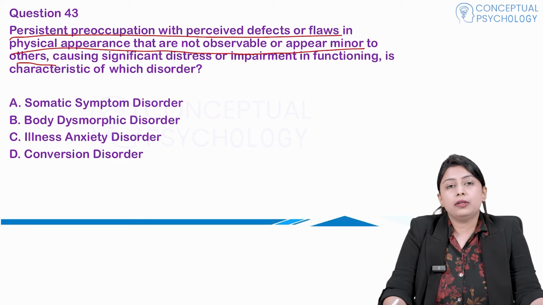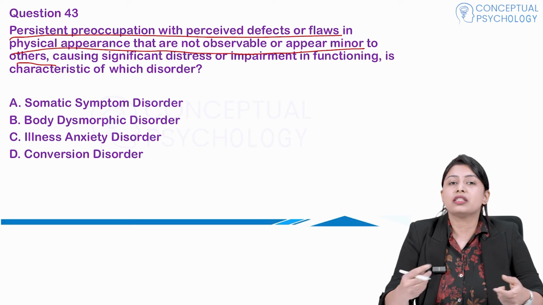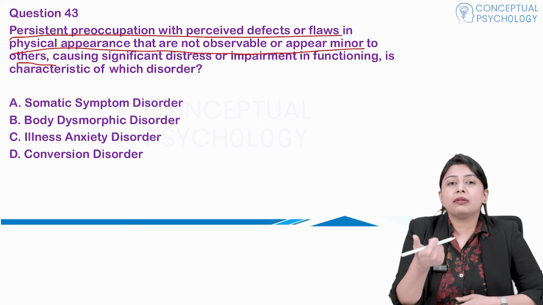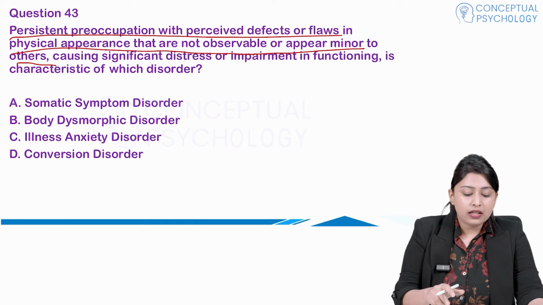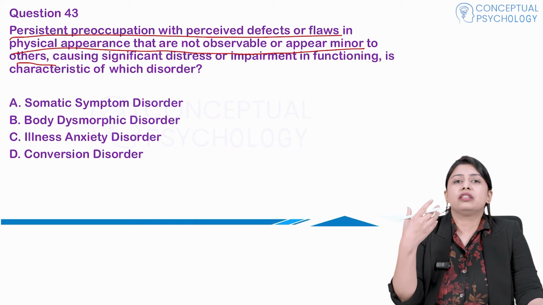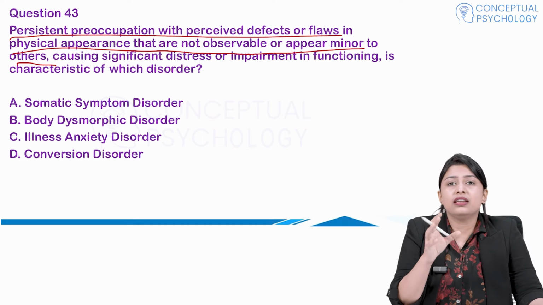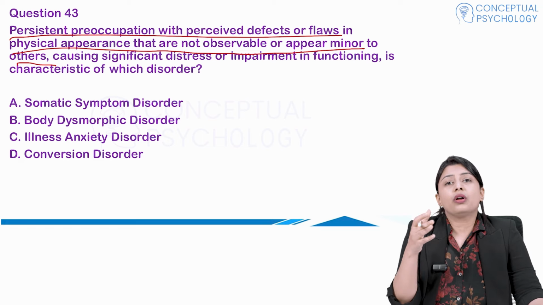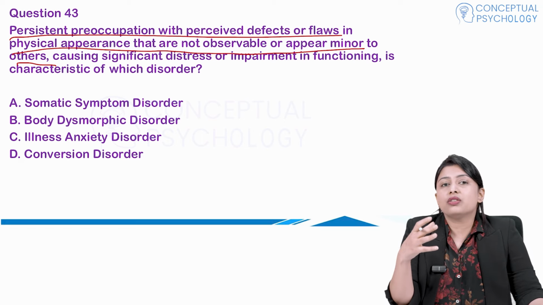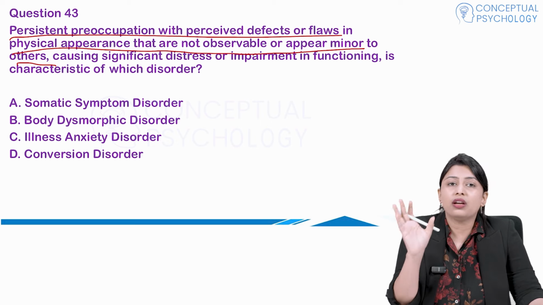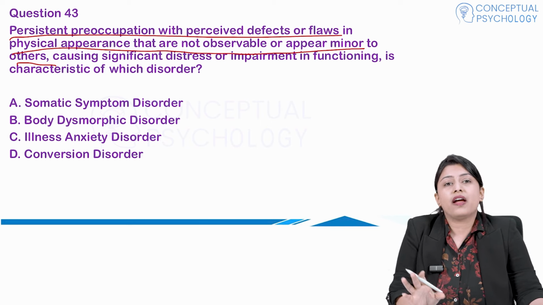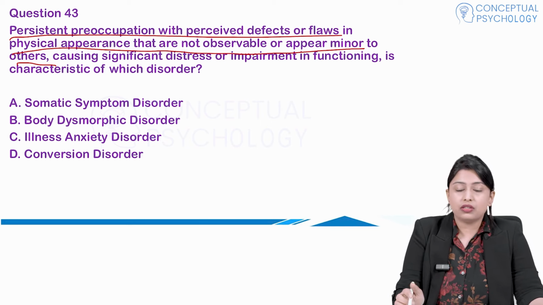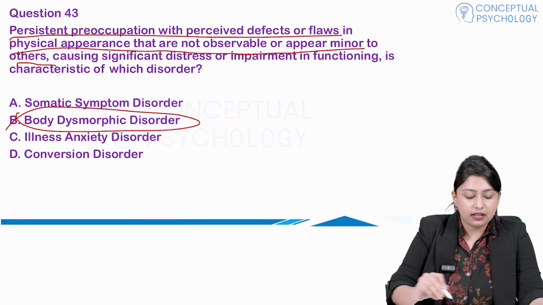So individuals with BDD, they experience significant distress and they often engage in repetitive behaviors such as mirror checking, excessive grooming, skin picking, or seeking reassurance about their appearance. So the common areas of concern include maybe perceived flaws in their face, in their hair, in their skin, in the nose or other body parts. So the disorder causes clinically significant distress or impairment either in their social, occupational or other important areas of functioning. It is also classified under obsessive compulsive and related disorders in the DSM-5 due to its obsessive compulsive features. So the answer is B.